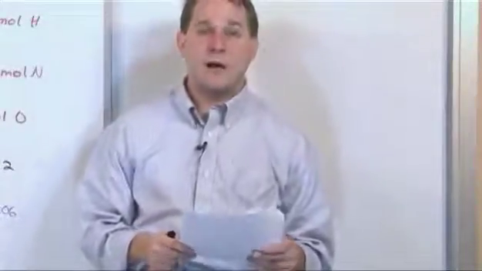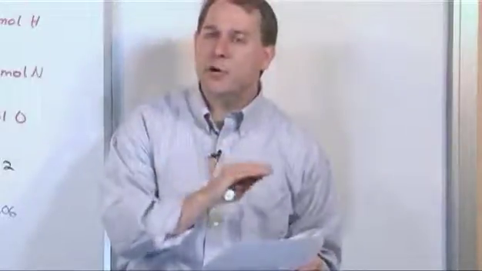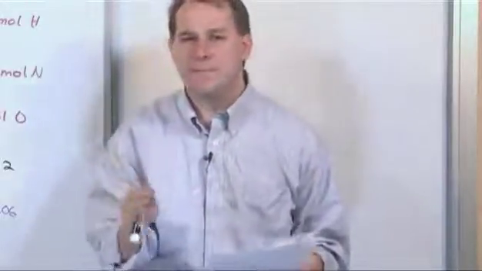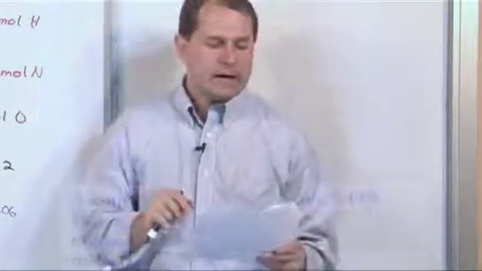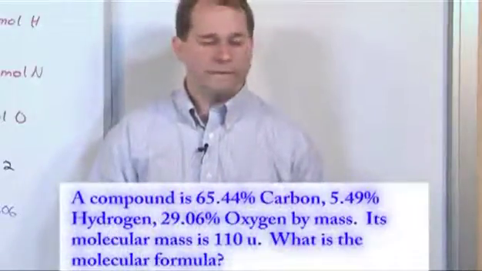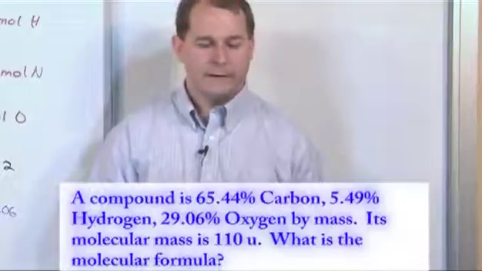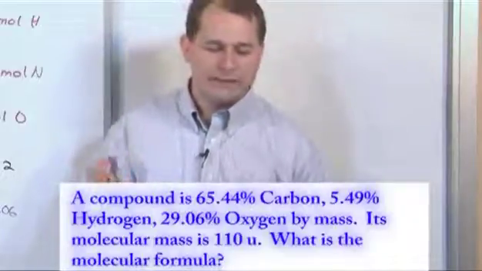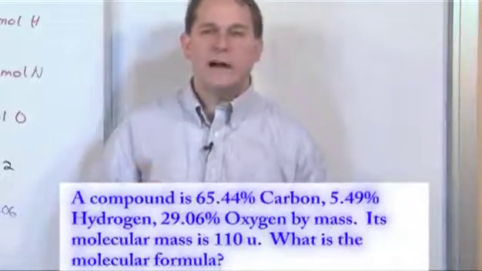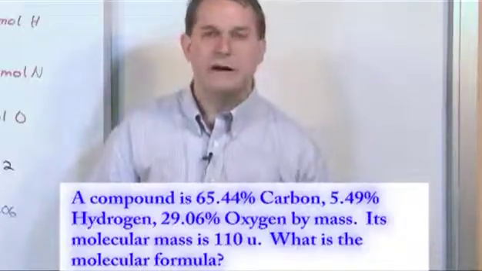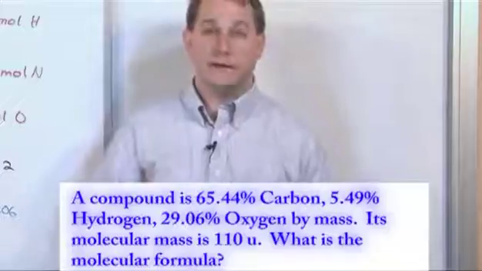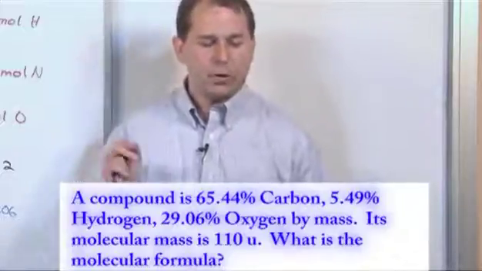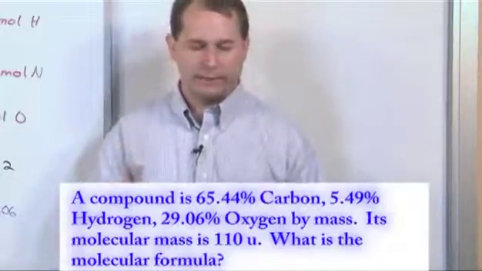Okay, so our last problem, we're just going to continue to work with what we've been doing so far, take it one step further, a little bit different, but same basic idea. A compound is 65.44% carbon, 5.49% hydrogen, 29.06% oxygen by mass. Its molecular mass is 110 atomic mass units. What is the molecular formula?